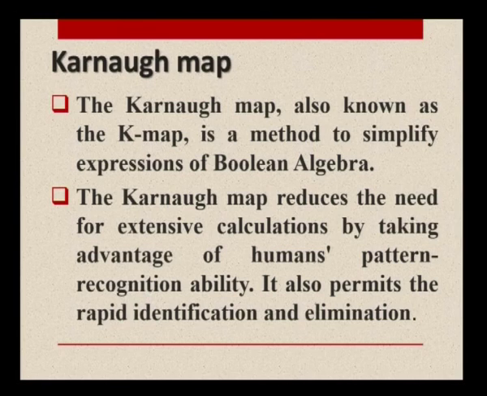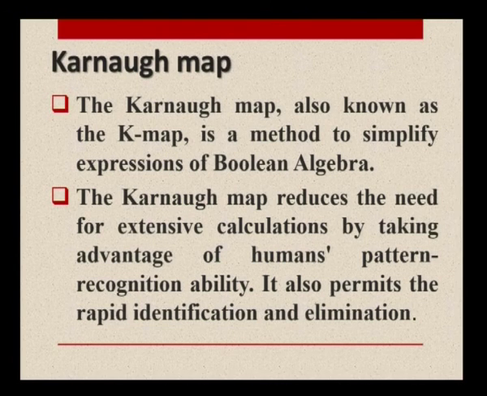Welcome back. We are discussing the simplification technique using Karnaugh map. Let us see what a Karnaugh map is. Let us have a look at the slide and learn what is a Karnaugh map. The Karnaugh map, also known as the K-map, is a method to simplify expressions of Boolean algebra. The Karnaugh map reduces the need for extensive calculations by taking advantage of humans' pattern recognition ability. It also permits the rapid identification and elimination.